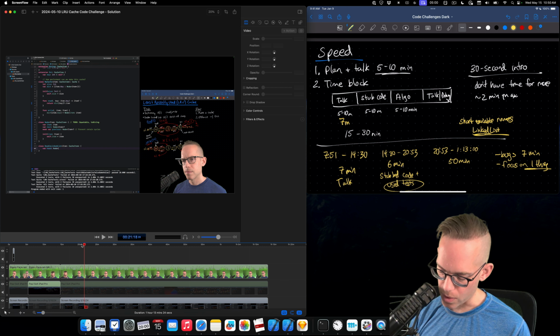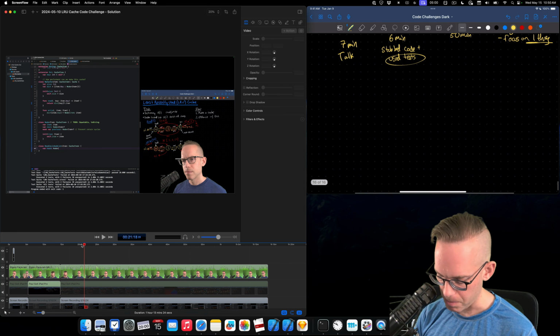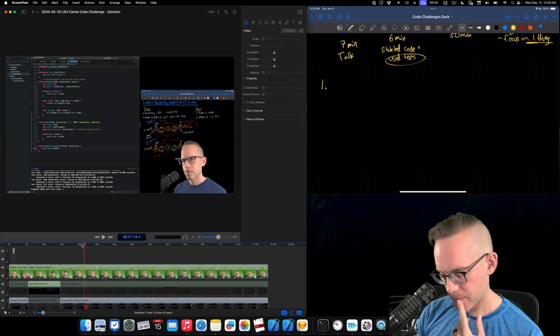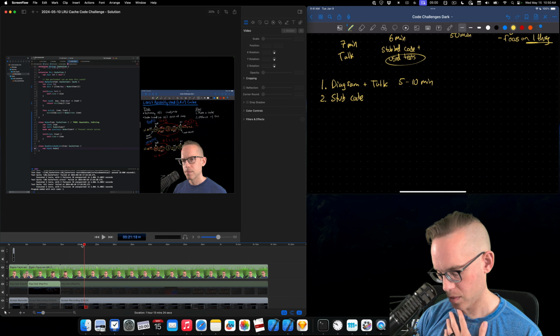If I were to focus on one thing at a time, so if I'm going to do the linked list, do the linked list. If I'm going to do the algorithm, do the algorithm. And that gets me into what I think would be beneficial: diagram first and talk. And that's like 5 to 10 minutes max. Then I would stub out code for the algorithm, if you know how to do the algorithm. 5 to 10 minutes.